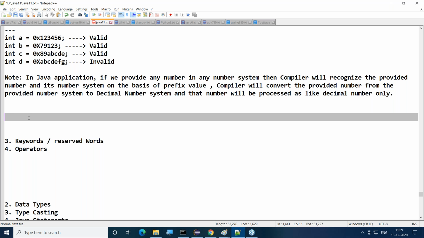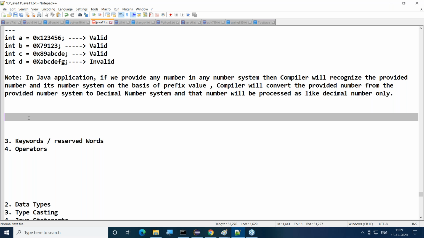Right, sir. 0 to 9 and A to F. That's okay. Fine.